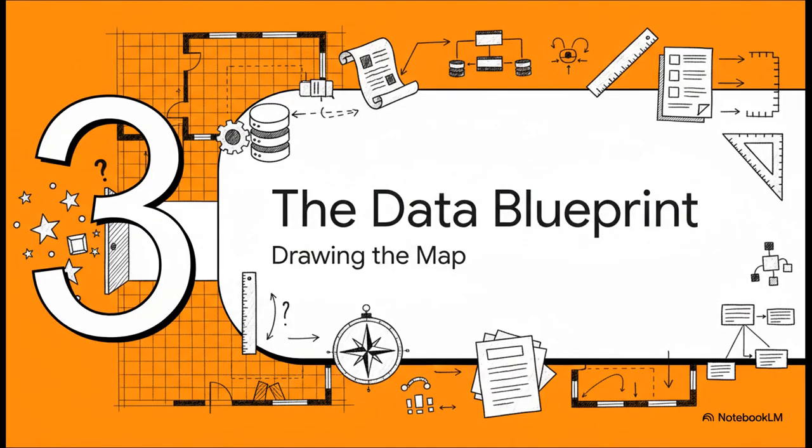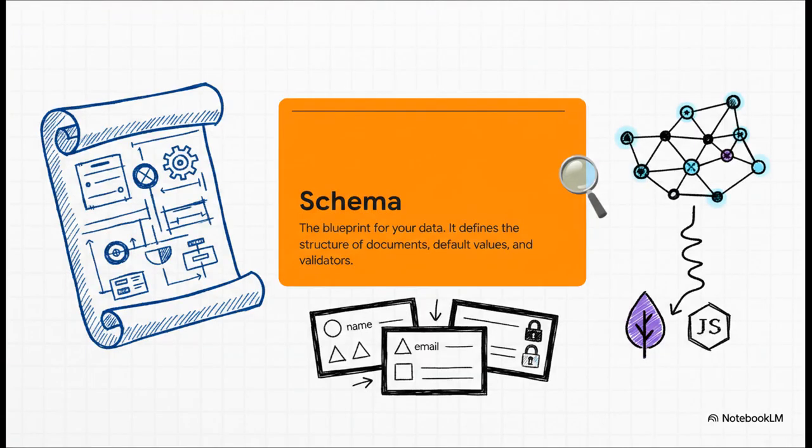Okay, so the door's open, but we can't just start chucking random data in there, right? We need a plan, a map. We need to lay down some ground rules and tell our database exactly what our data is supposed to look like. And that blueprint in the Mongoose world is called a schema. This is where you set the rules of the game. So for example, a user schema might say, hey, every user must have a name and it has to be a string. Or the email has to be totally unique.